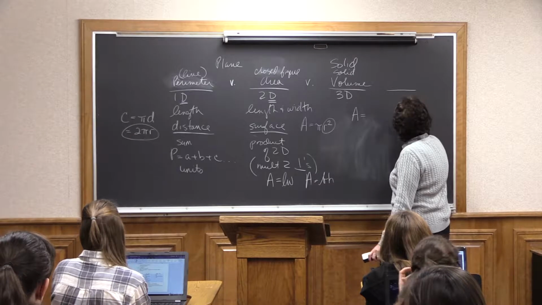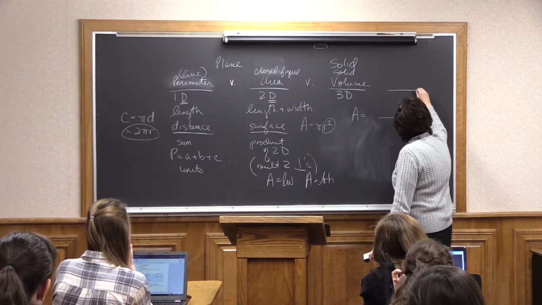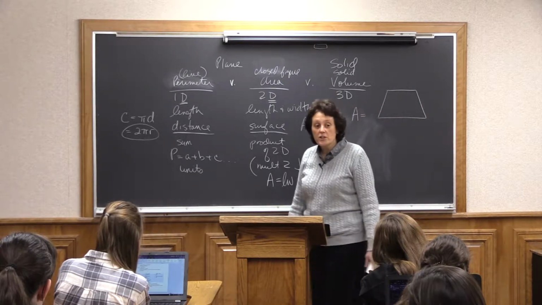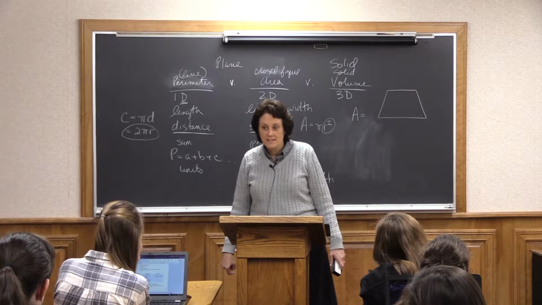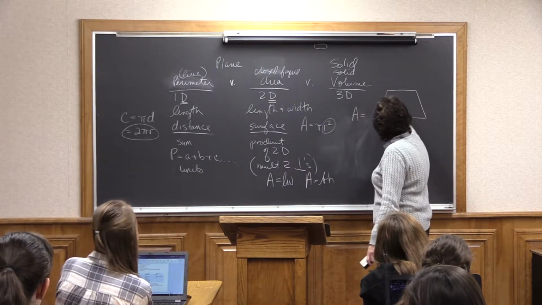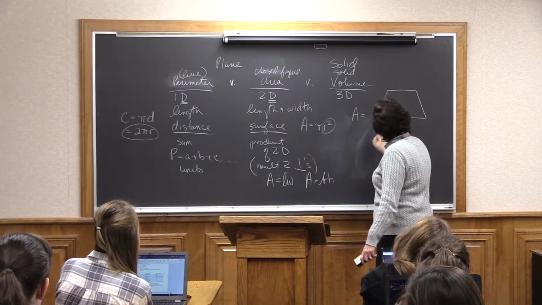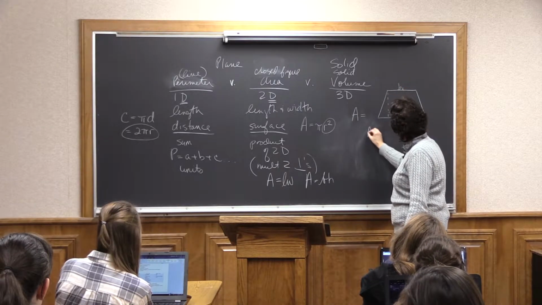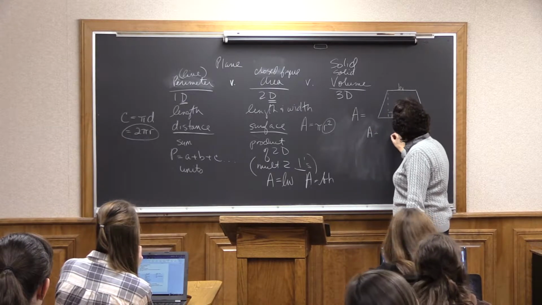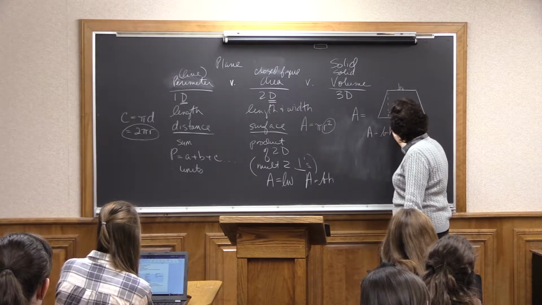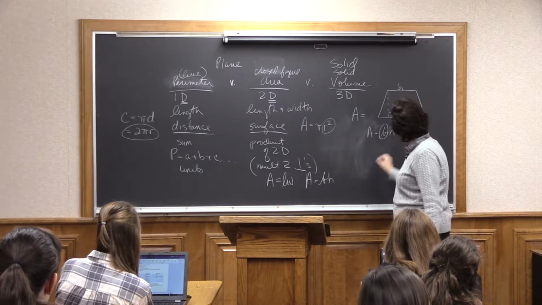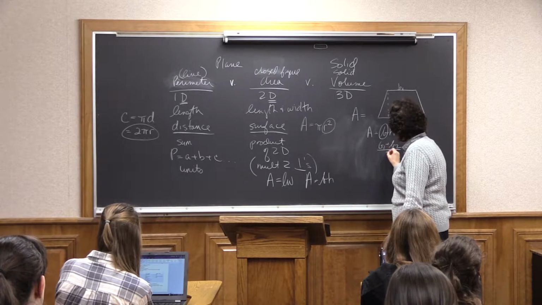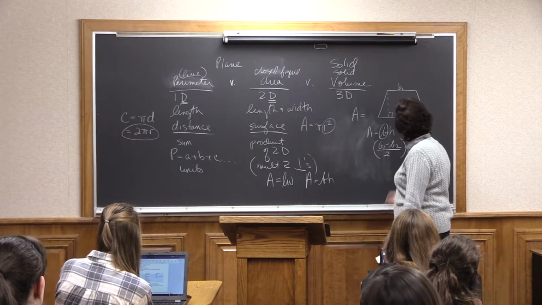Here's my trapezoid. A trapezoid is also a quadrilateral, but can look like this. It has 2 bases, doesn't it? So what am I going to do? I'm going to average the 2 bases. Base 1, base 2. So the basic formula here is still going to be base times height, but I have 2 bases, so I'm going to average them. Base 1 plus base 2 divided by 2 times h.